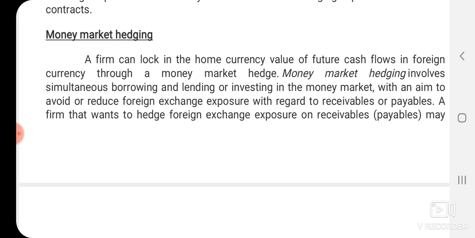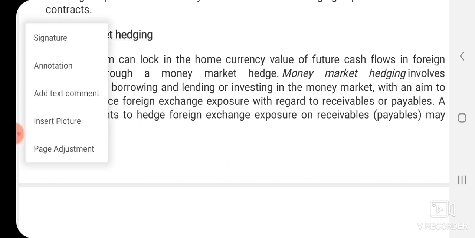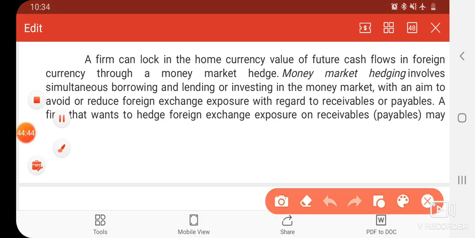Money market hedging involves simultaneous borrowing and lending, or borrowing and investing, in the money market. Whether we are discussing forward and futures contracts or the money market, the main aim is to reduce the exposure. That is the main concept.